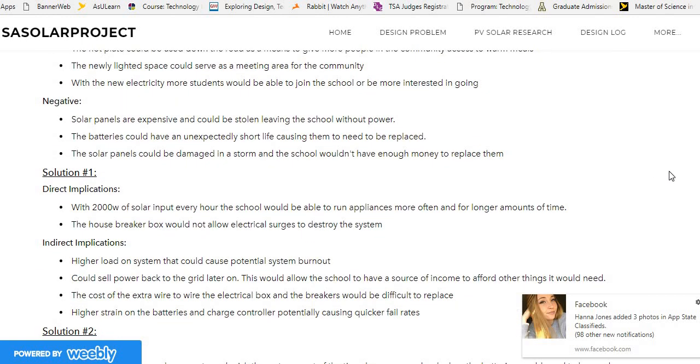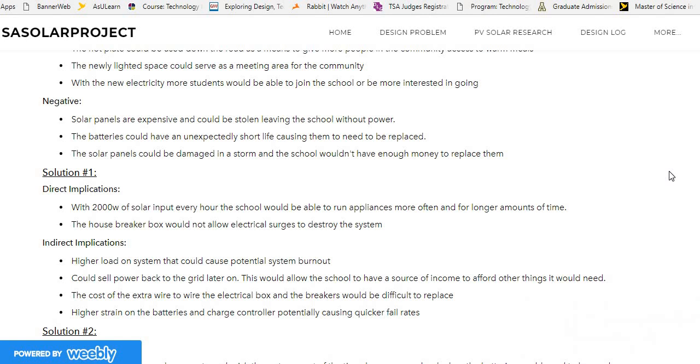Some negatives would be solar panels are expensive and could be stolen, leaving the school without power. The batteries could have an unexpectedly short life, causing them to need to be replaced, which would be a huge problem in an area such as South Africa, because they might not have access to batteries like this for long periods of time. And lastly, solar panels could be damaged in a storm and the school wouldn't have enough money to replace them.